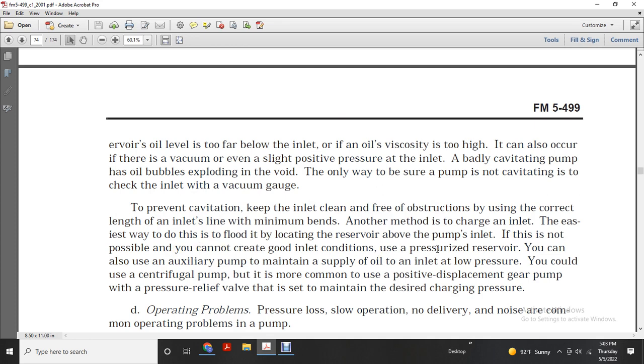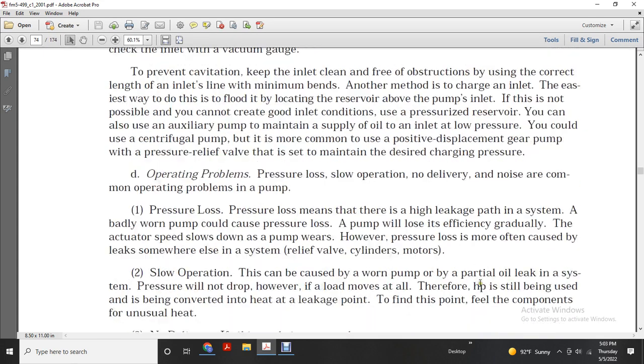You can also use an auxiliary pump to maintain a supply of oil at low pressure. You can use a centrifugal pump, though the most common is a fixed displacement gear pump with a pressure relief valve maintaining the discharge charging pressure.